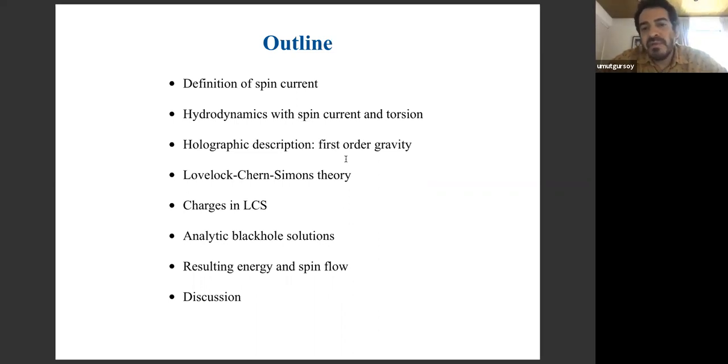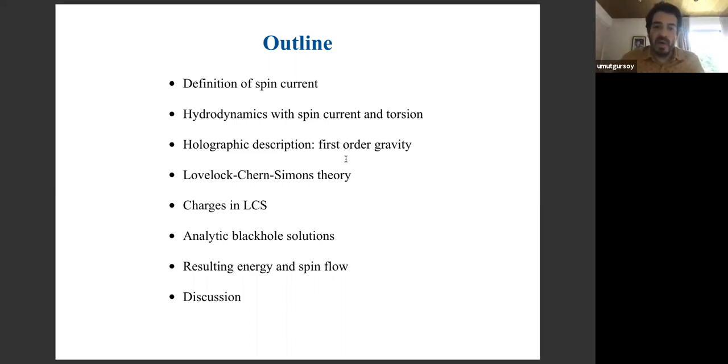And then I will take an example of a first order gravitational theory, which is easy enough to come up with analytic black hole solutions. That is called the Lovelock-Chern-Simons theory in 5 dimensions. I will define the charges and construct the thermodynamics first in this theory, LCS. And then we will find some new analytic black hole solutions.